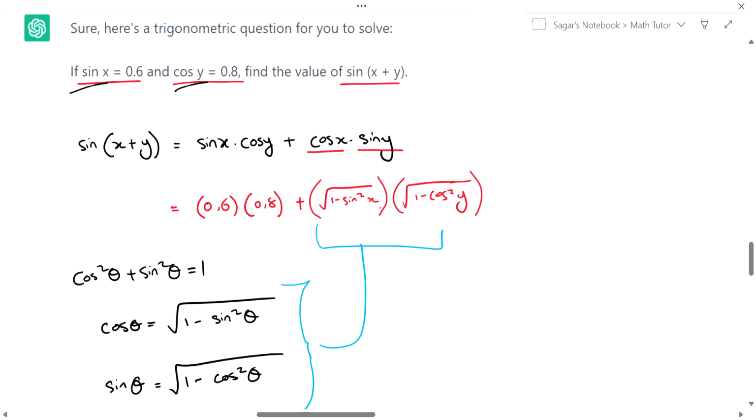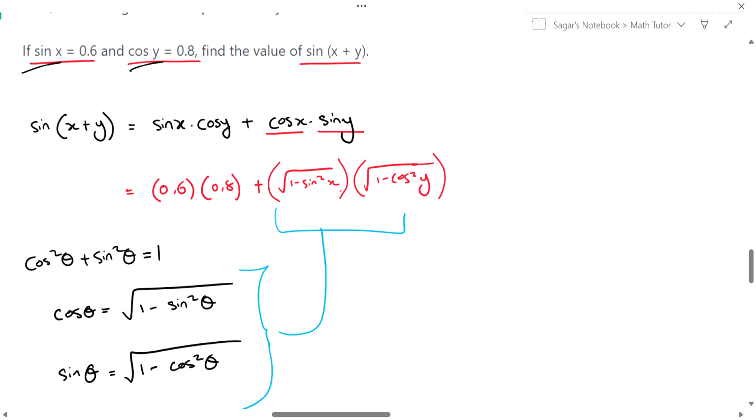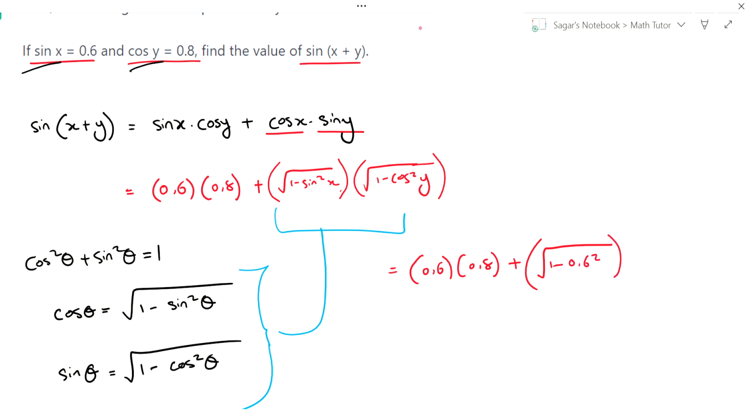Now we can substitute the values of sin x and cos y. So we've got 0.6 multiplied by 0.8 plus, open brackets, the root of 1 minus 0.6 squared multiplied by the root of 1 minus 0.8 squared.